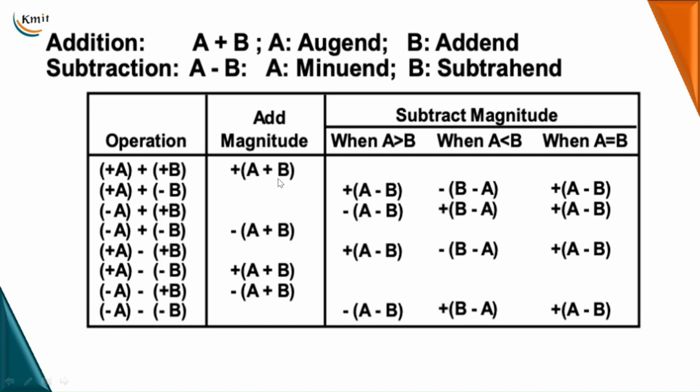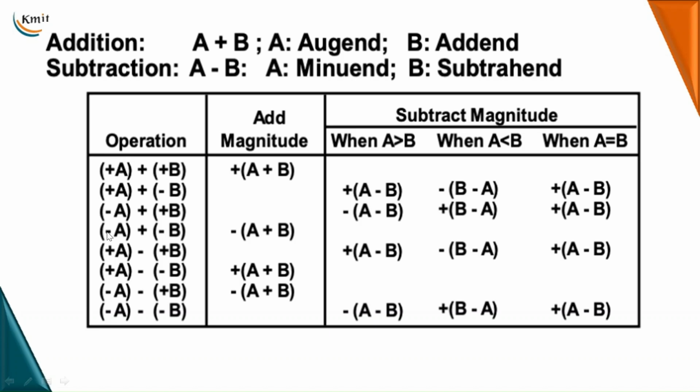We are considering here only the magnitude part of your sign magnitude data. So the magnitudes of the two operands A and B are added, and the sign of the result will be the sign of A. So this is in case of addition when two operands are positive.